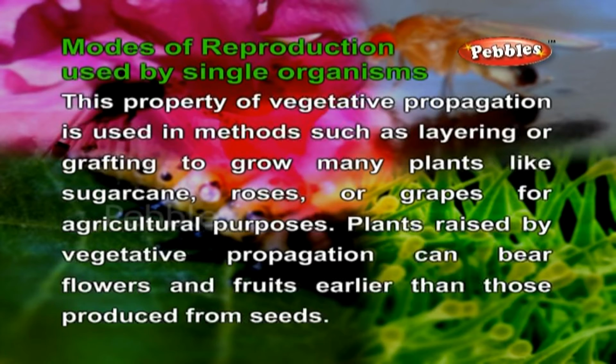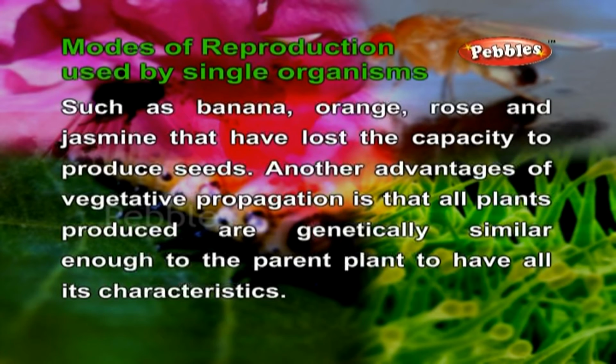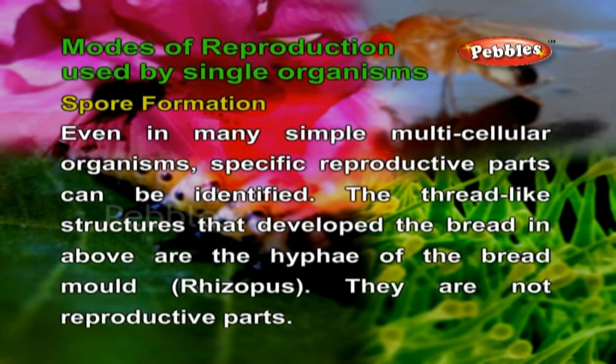Plants raised by vegetative propagation can bear flowers and fruits earlier than those produced from seeds, such as banana, orange, rose, and jasmine that have lost the capacity to produce seeds. Another advantage of vegetative propagation is that all plants produced are genetically similar enough to the parent plant to have all its characteristics. Similarly, buds produced in the notches along the leaf margin of Bryophyllum fall on the soil and develop into new plants. Spore formation.